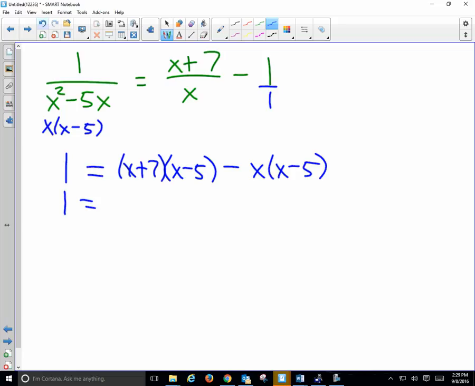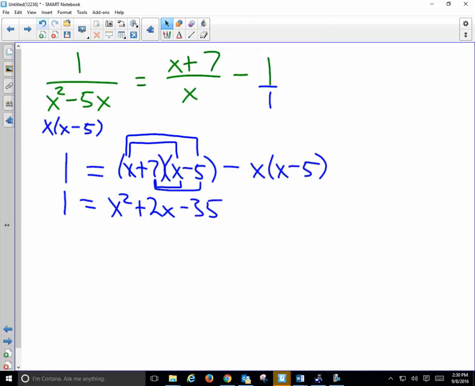Okay, the 1 is okay. What do I do here? How do I simplify this? x squared. Negative 5x and positive 7x make 2x. 7 times negative 5 makes negative 35. Now I'll distribute a negative x through. Negative x times x is negative x squared, and negative x times negative 5 is plus 5x.